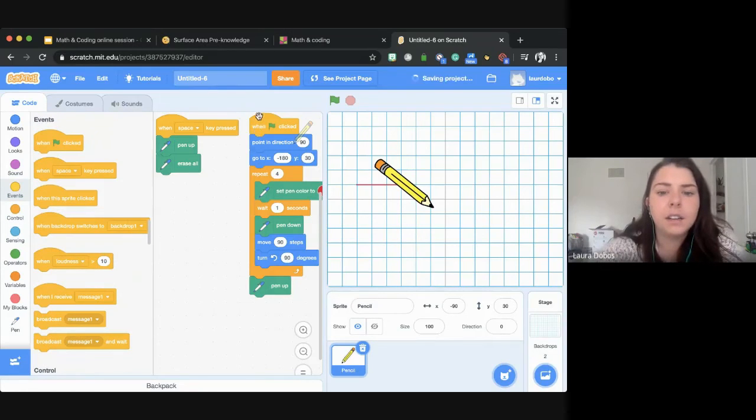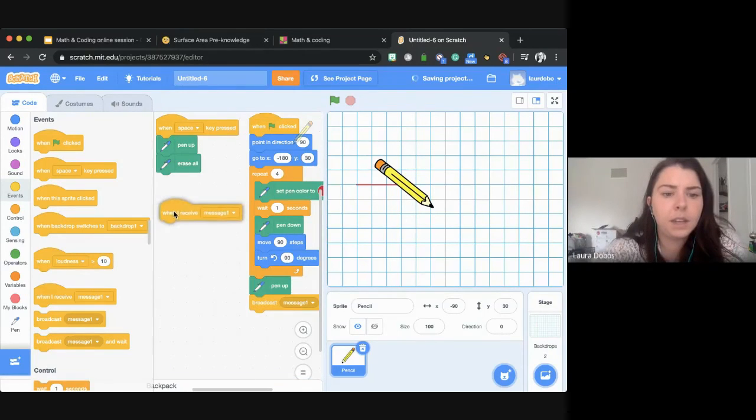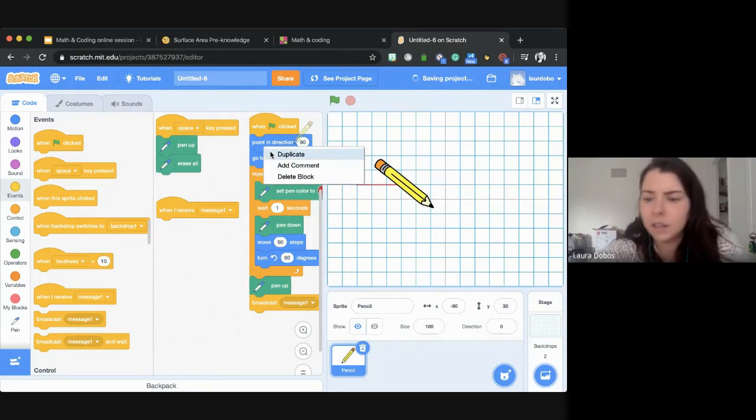So, like I said, you're going to need to draw 6 squares. So what you could do is you could either take this and just redo it 6 times. You could put different information in. What I'm going to do though is I'm going to start using a broadcast. So I'm going to say, okay, once this square is made, I want to broadcast a message that tells this next piece of code to start. So now I'm going to duplicate.